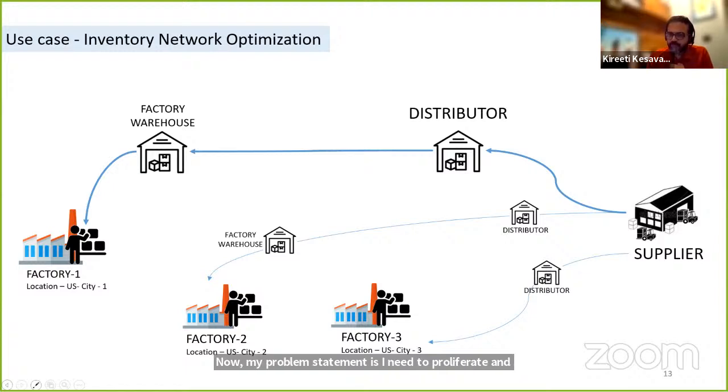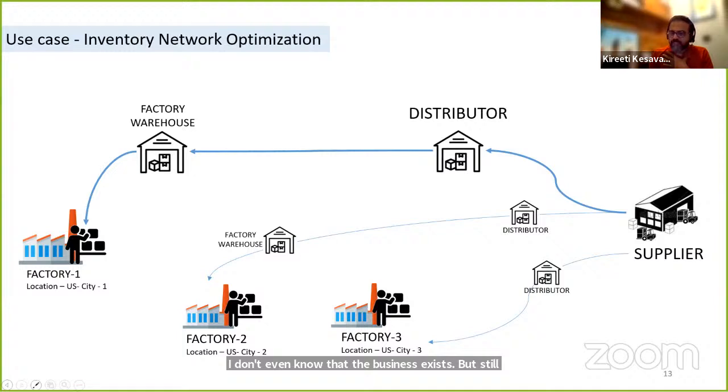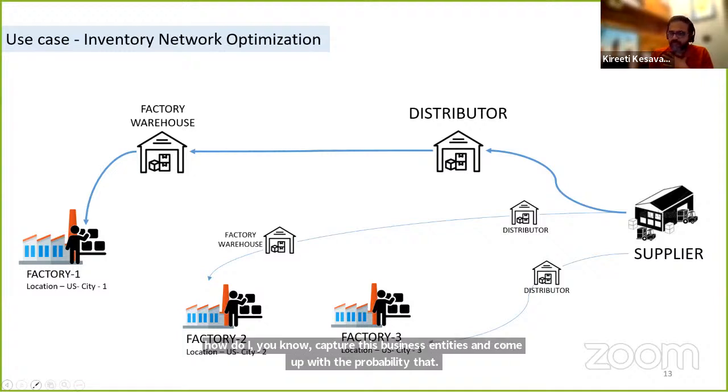Now, my problem statement is I need to proliferate and sell them POS machines so that they start accepting cards. How do I pick and choose these people out of the data which is available to me, that he is a guy who has extremely high potential transactions, but I don't have visibility because they don't accept cards? So in Visa, I'm not capturing any of those cards, right? I don't even know that the business exists. But still, how do I capture these business entities and come up with the probability that these are well-to-do businesses? How do I do that?